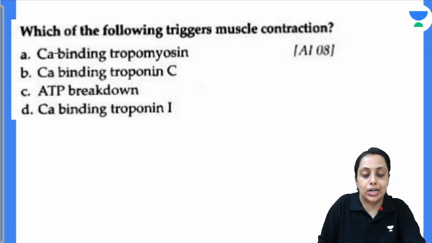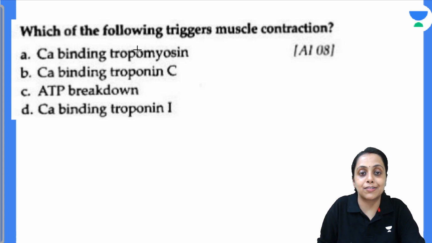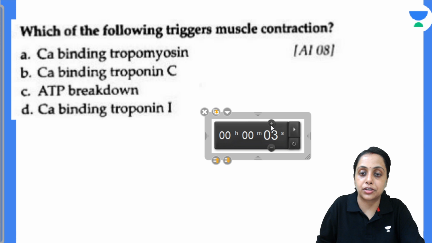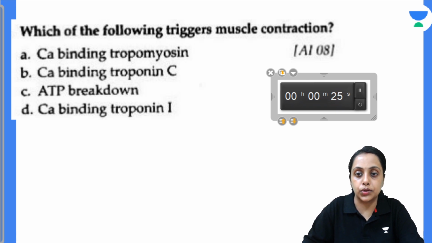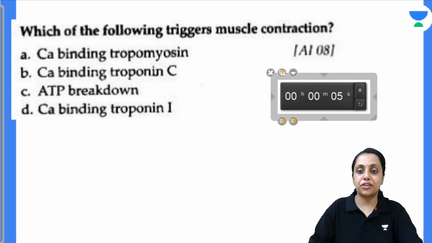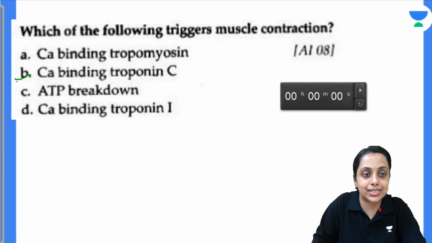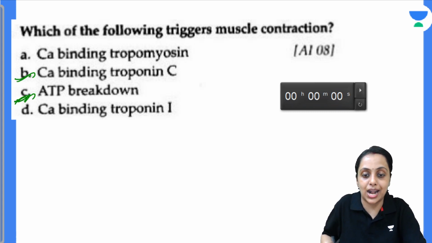Coming to the next one. Which of the following triggers muscular contraction? Calcium binding with tropomyosin, calcium binding with troponin C, ATP breakdown, or calcium binding with troponin I. Everybody answer this question fast. Yes, calcium binding to troponin C and ATP breakdown both are required for muscular contraction.